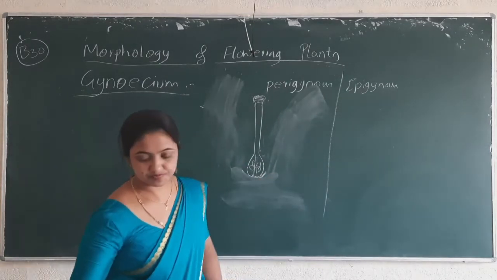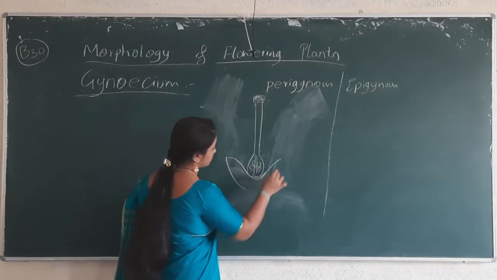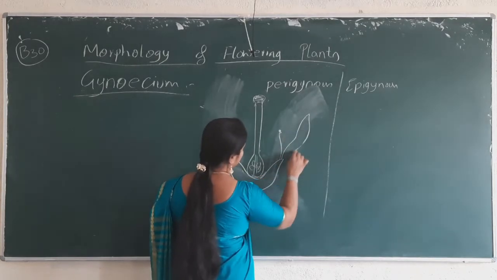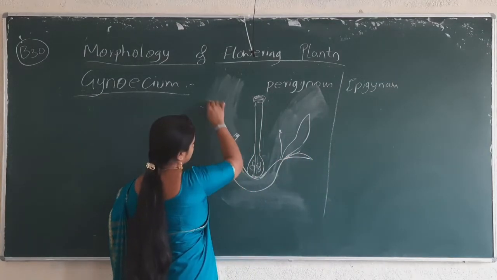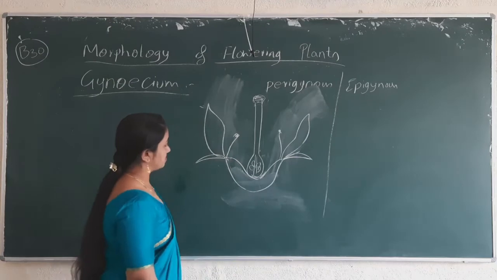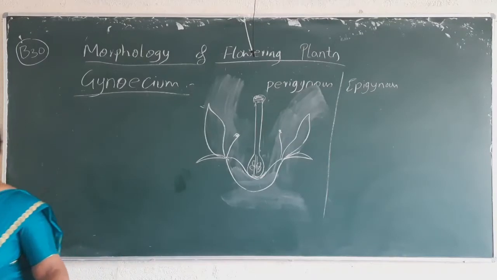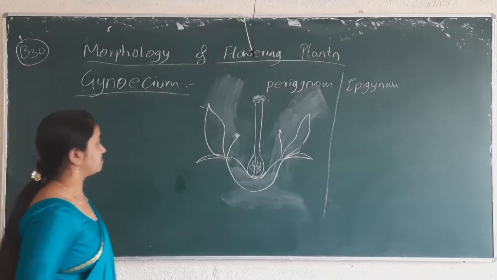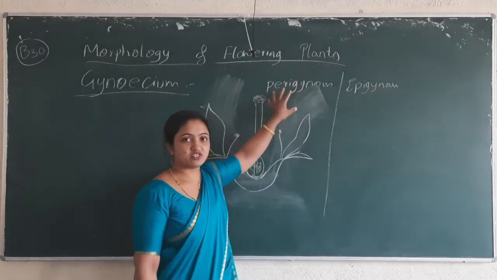One more diagram. Either this or that type of ovary is considered as half superior. Okay, so these two diagrams show the types of perigynous. If you write like this or like the previous diagram, both are correct. So you have to follow this diagram for the perigynous condition.